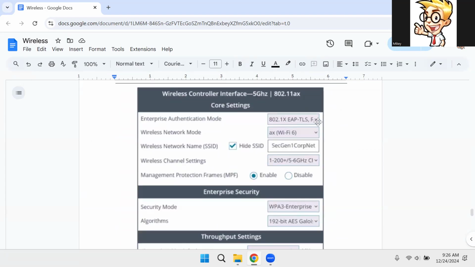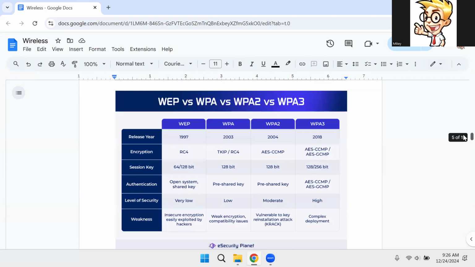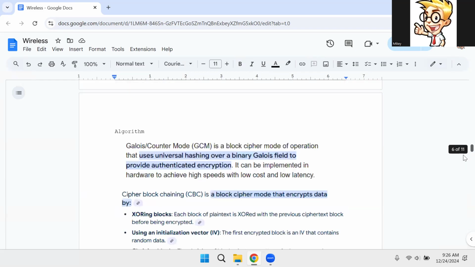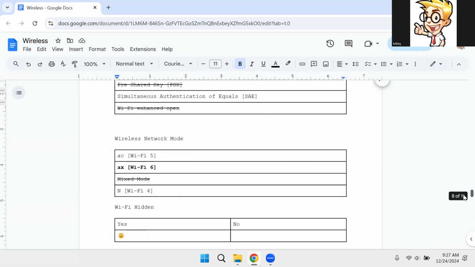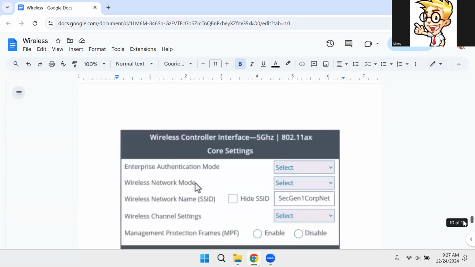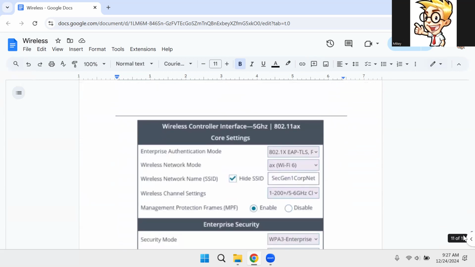EAP-TLS, and then was it RADIUS? What did we put? Yeah, cool. So we're using certificates on the client side and server side, with Remote Authentication Dial-In User Service. That's going to be the highest level of security to authenticate both sides. Okay, cool. That one. Wi-Fi 6 offers the best security, the best encryption. Great. I remember I chose that one.